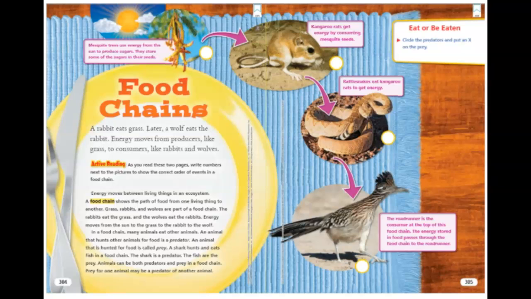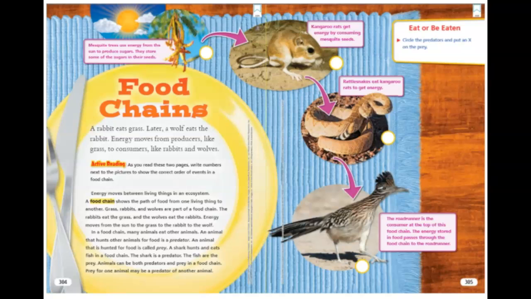Food chains. A rabbit eats grass. Later, a wolf eats the rabbit. Energy moves from producers like grass to consumers like rabbits and wolves. As you read these two pages, write numbers next to the pictures to show the correct order of events in the food chain. Energy moves between living things in an ecosystem.